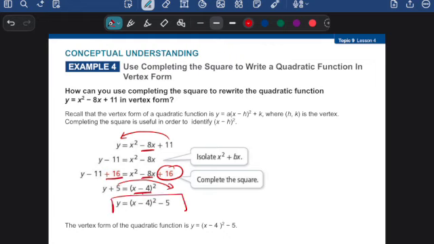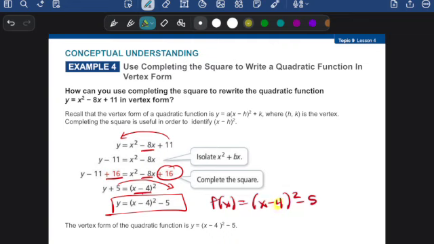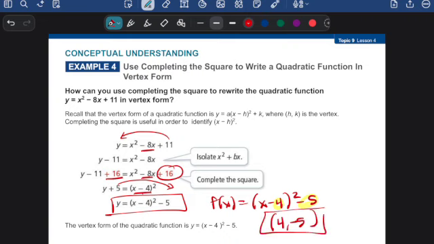And now we have this equation, which can be a function, or f of x equals x minus 4 squared minus 5. And now we have our equation for the function in vertex form. I have my h and I have my k. So I know now my vertex is going to be at 4, negative 5. And I can graph that.